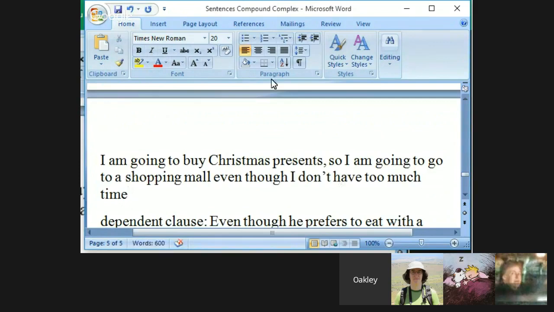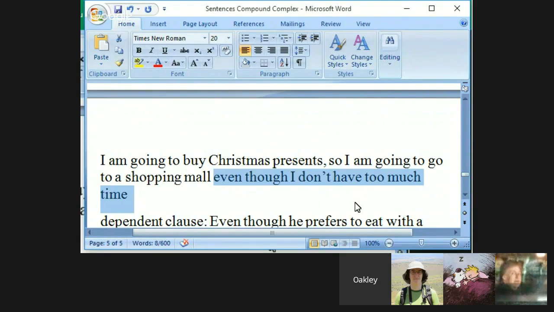Now we have graduated. We have created a compound complex sentence. We started with a simple sentence. Ken added another simple sentence, or independent clause. Up to then, that was a compound sentence. And now Julietta has added a dependent clause, and now it's a compound complex sentence.